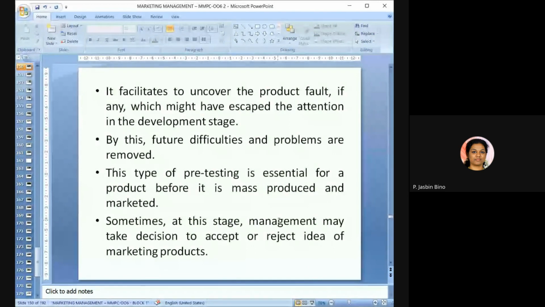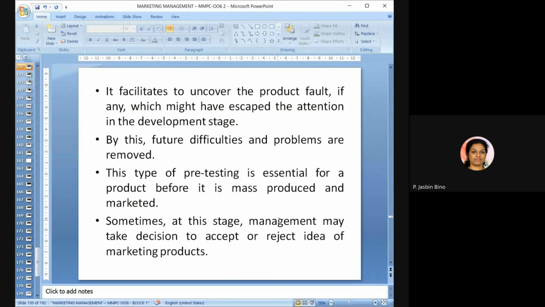It helps uncover any product fault which might have escaped attention in the development stage. So in test marketing, we can analyze whether we have made any mistakes in the development stage, rectify them, and then introduce the product into the market. Further difficulties and problems are also removed. This type of pre-testing is very important for a product because it is mass produced and marketed. Sometimes at this stage, management will take a decision to accept or reject the idea of marketing the product.